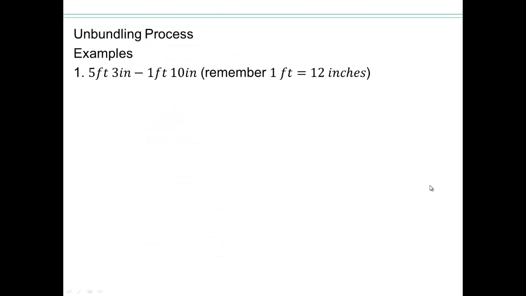All right. So now let's take a look at the unbundling process when we're subtracting. So suppose I have 5 feet 3 inches minus 1 foot 10 inches. We can't really do subtraction because I can't borrow 10 inches from 3 inches. But remember that 1 foot is 12 inches. So here's how we can write it.